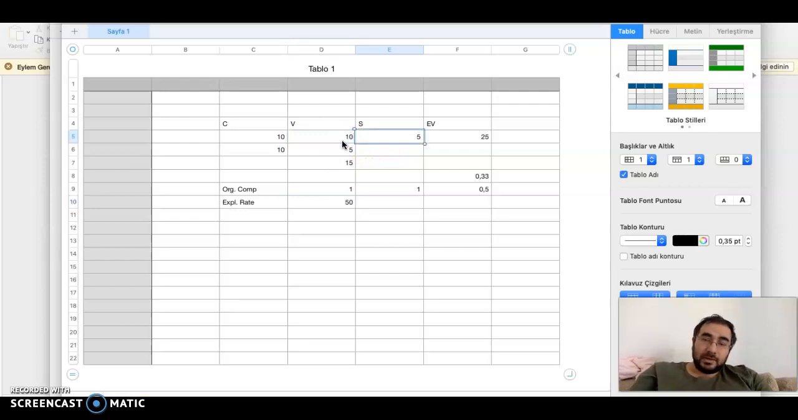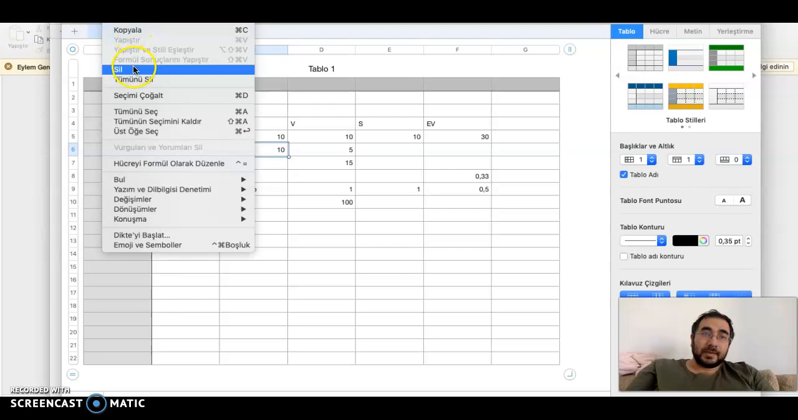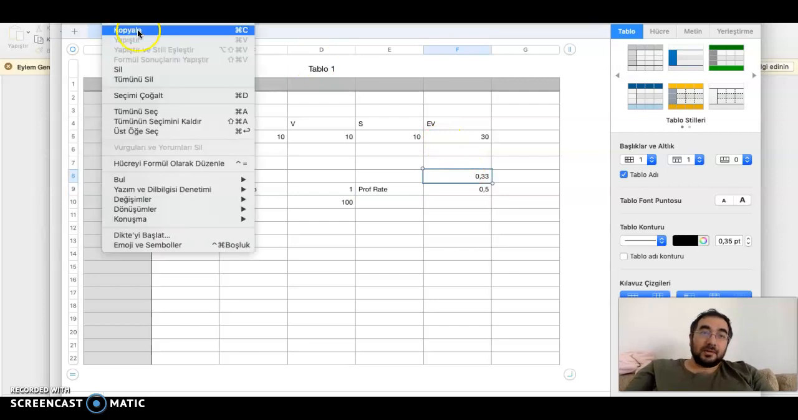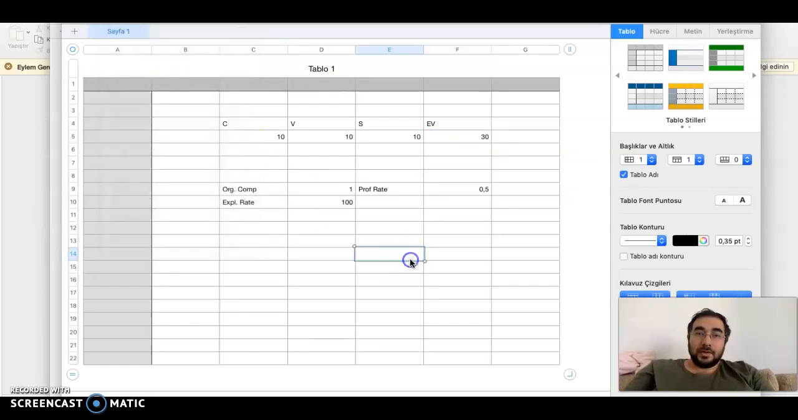So let's revise these things. We don't have the company anymore. So we have organic composition of capital, we have profit rate. Actually, this preparation has taken some time, so we have not that much time left.